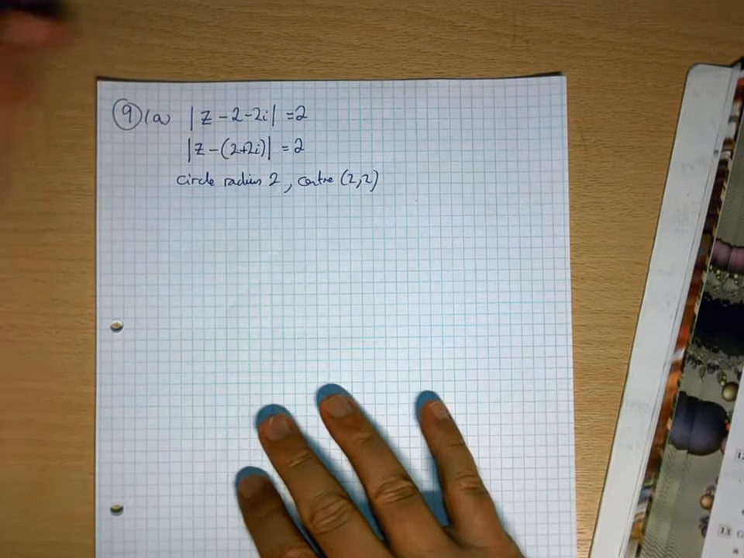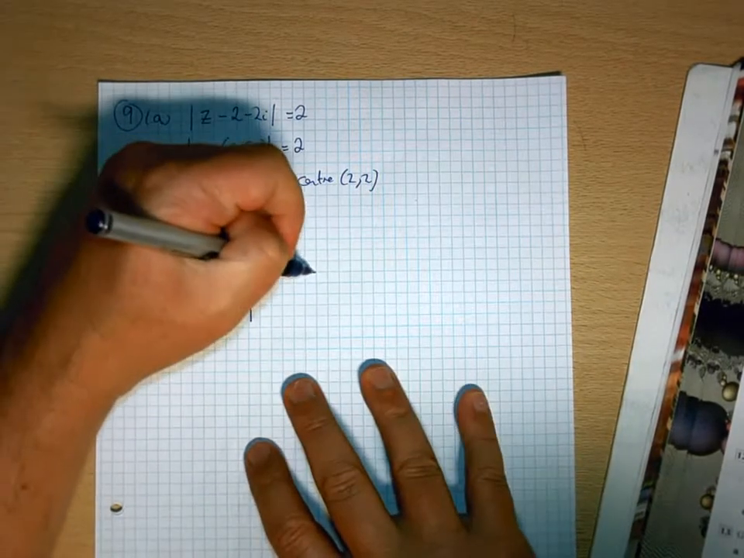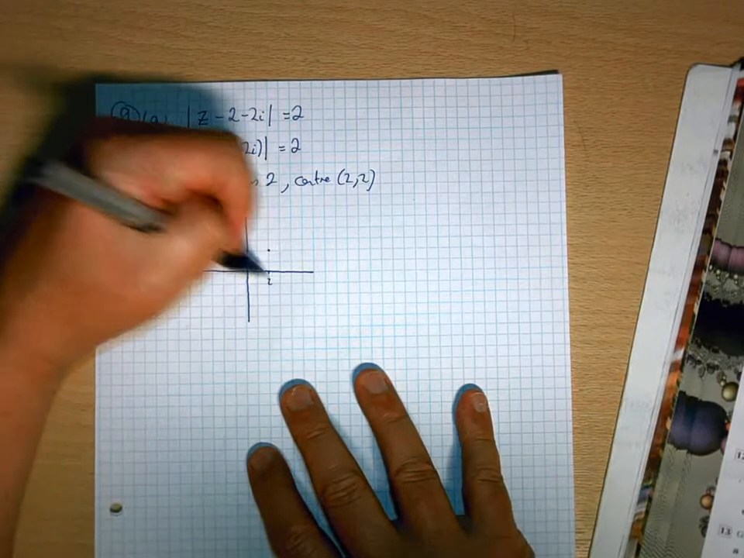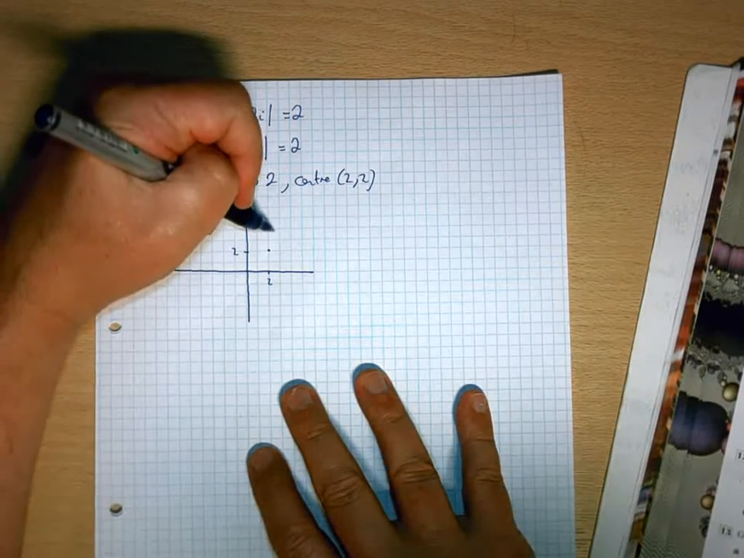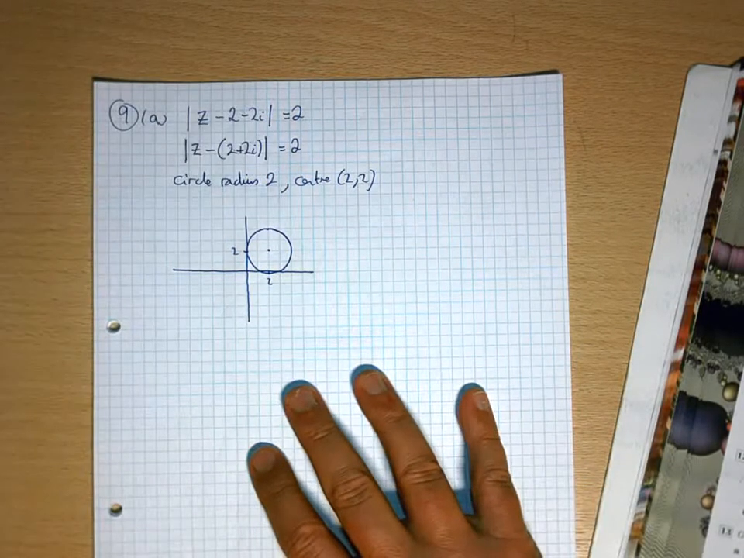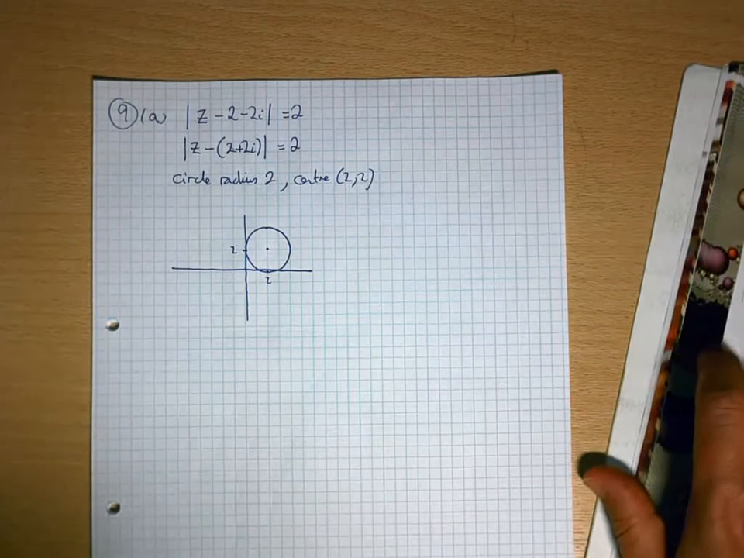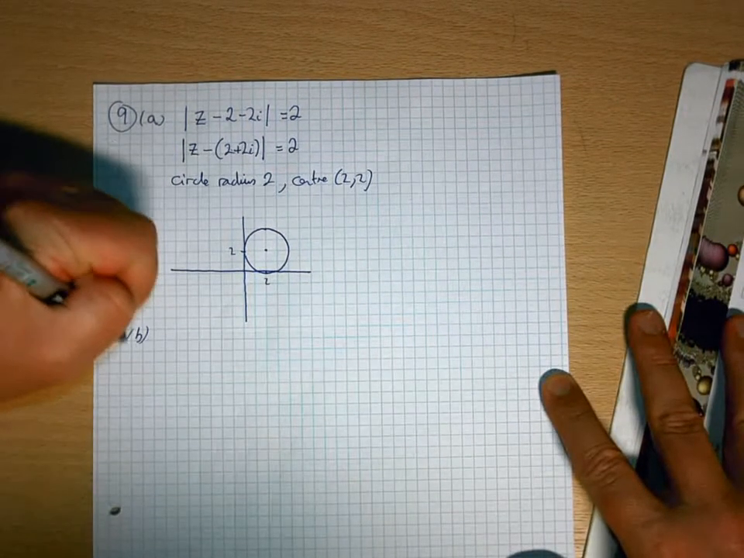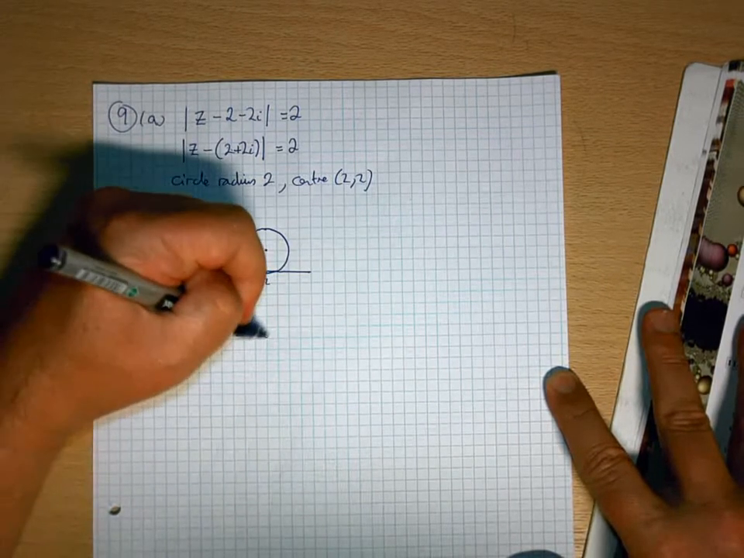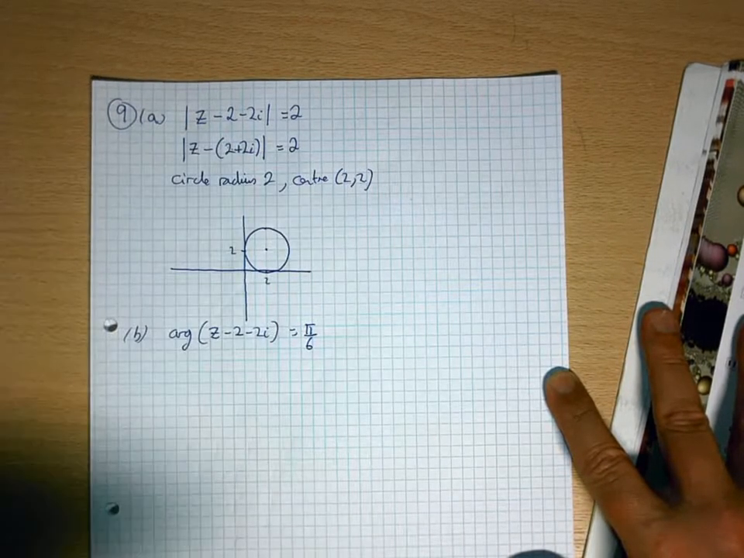And then it asks us to sketch that. So again, it doesn't have to be perfect. Center 2, 2. Circle radius of 2. That's that. And then 9b, find, given further that arg of z take 2 take 2i equals pi over 6.